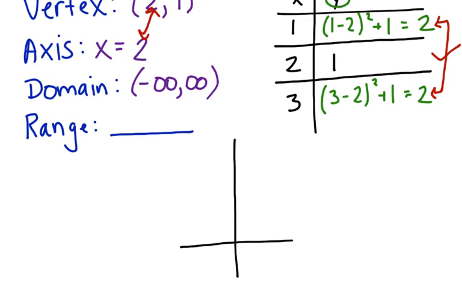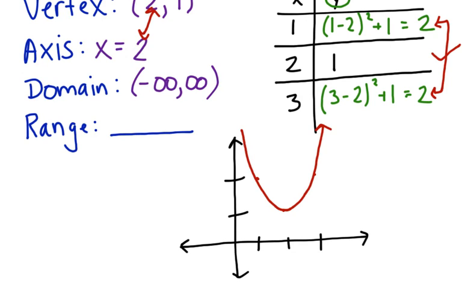Just do a little graph here. So 1, 2, 3. That'll be enough. So when x is 1, y is 2. When x is 2, y is 1. When x is 3, y is 2. So we find those 3 points. That's sufficient just to get a feel for the shape of this graph. So doing our best to connect those 3 points, we get an upward facing parabola.